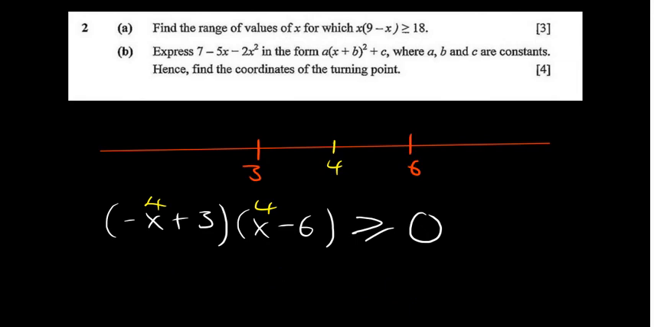Negative 4 plus 3, you've got a bigger negative number, so you get a negative from that bracket. 4 minus 6, you get a negative. So negative times negative is positive. So positive is greater than 0, right? So this is satisfying the inequality from the number line that we have.